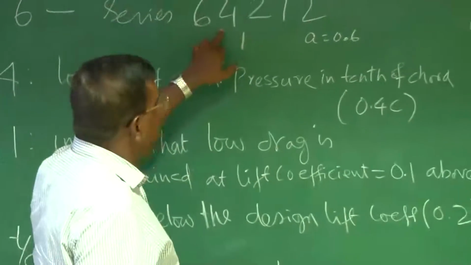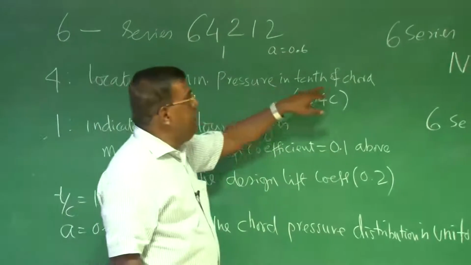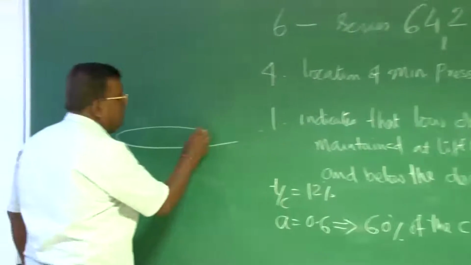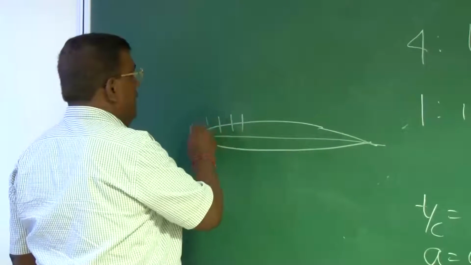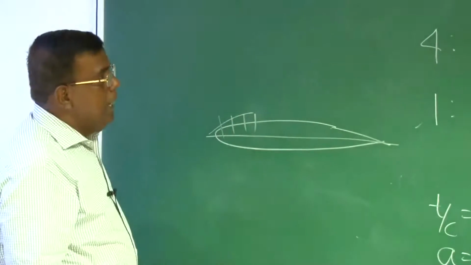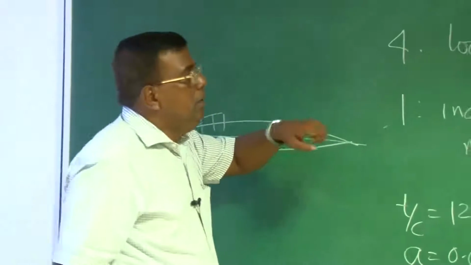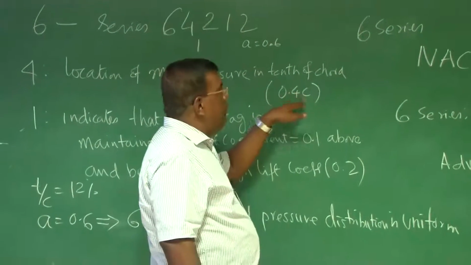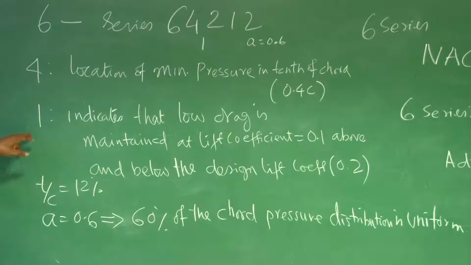Now the next one is 4. 4 tells you the location of minimum pressure in 10ths of chord. That is, if this is the wing aerofoil, and as you know, there will be acceleration, so there will be a pressure drop, and there will be a point which corresponds to the minimum pressure point, and that is being explained here, that at 0.4 C from the leading edge, you will have a point where the pressure coefficient will be minimum.